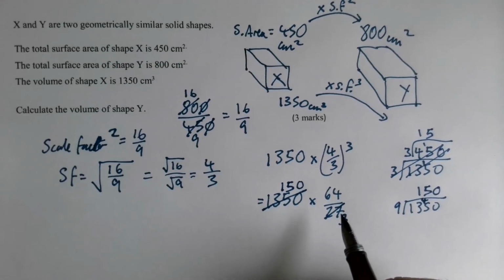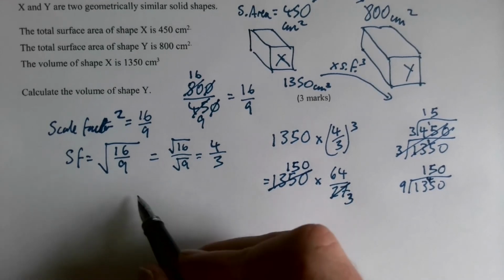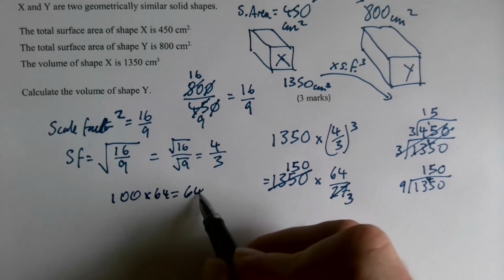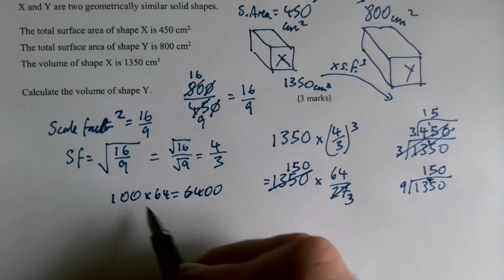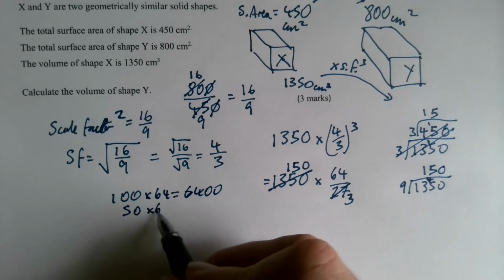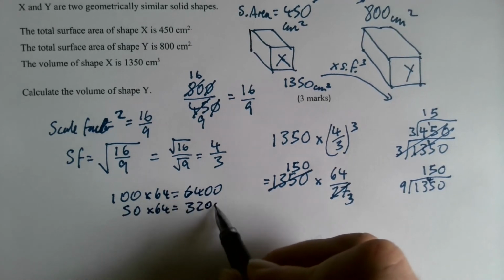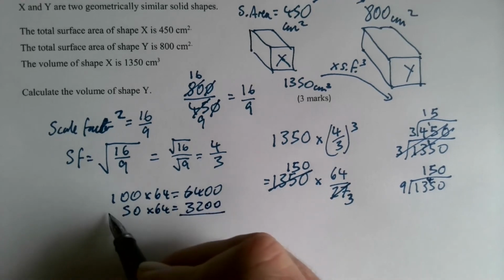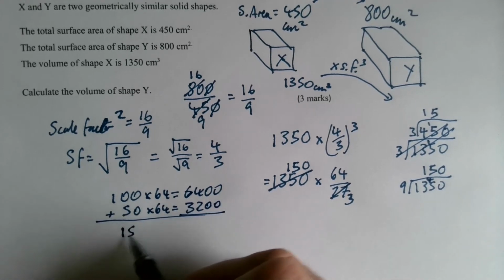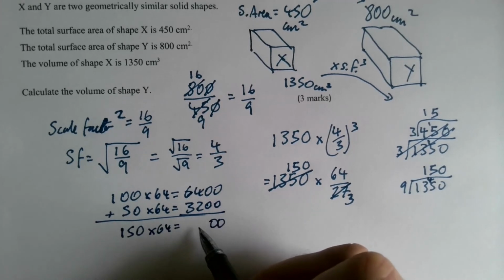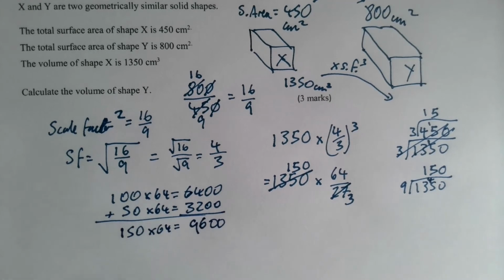So now I've got to do 150 times 64. Well, I'm just going to do 100 times 64 is 6,400. You could do it through long multiplication if you like. And 50 times 64 will therefore be half of that, 3,200. Add those together and 150 times 64 would be 9,600 centimeters cubed.